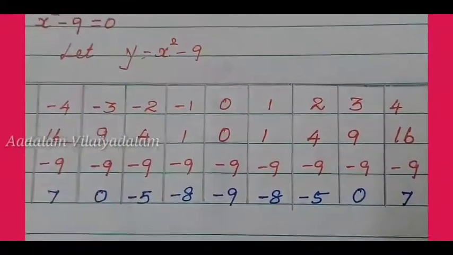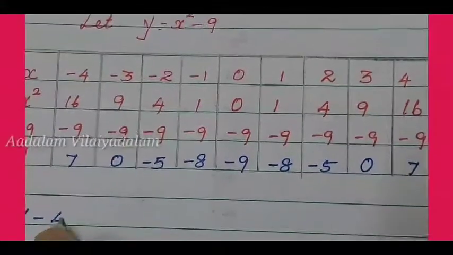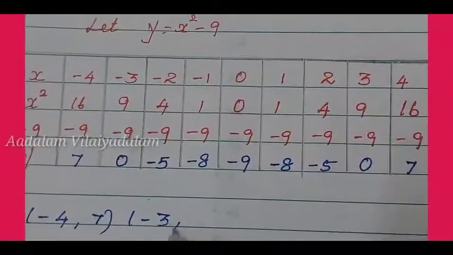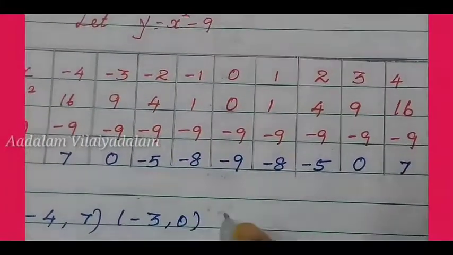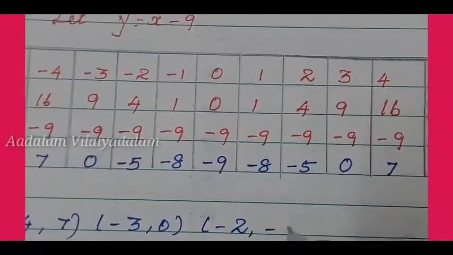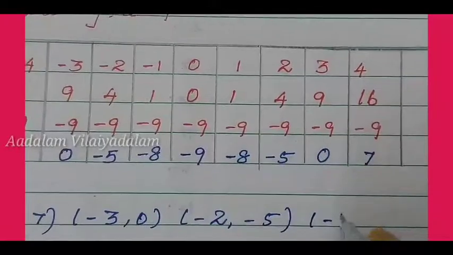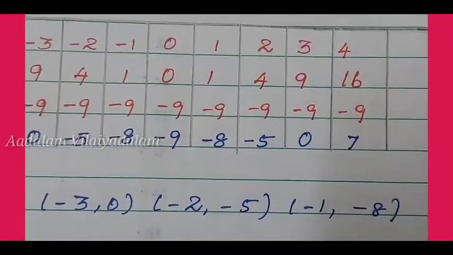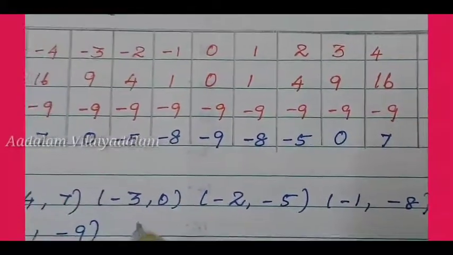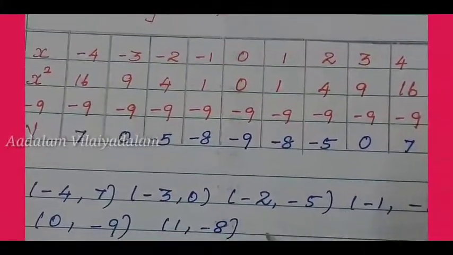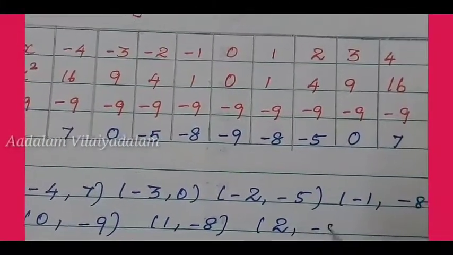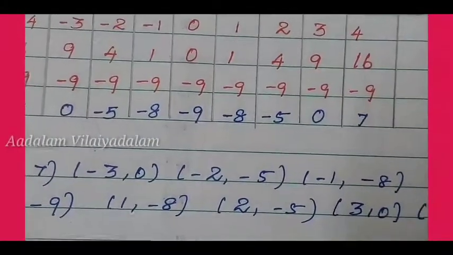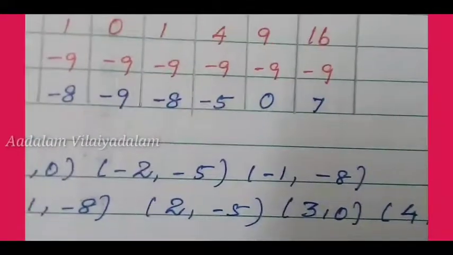So plot the points. The first one is minus 4 comma 7. Second one minus 3 comma 0. Minus 2 comma minus 5. Minus 1 comma minus 8. 0 comma minus 9. 1 comma minus 8. 2 comma minus 5. 3 comma 0. 4 comma 7.